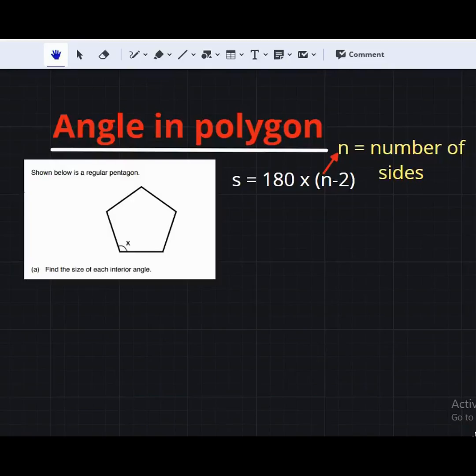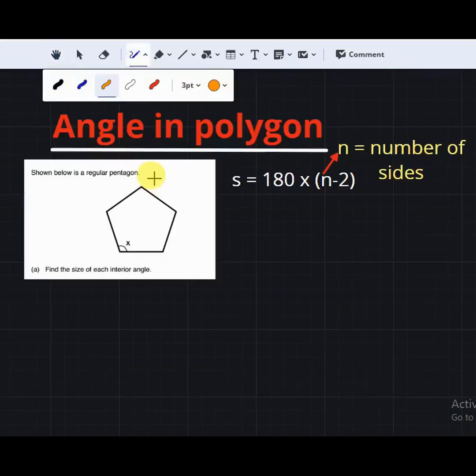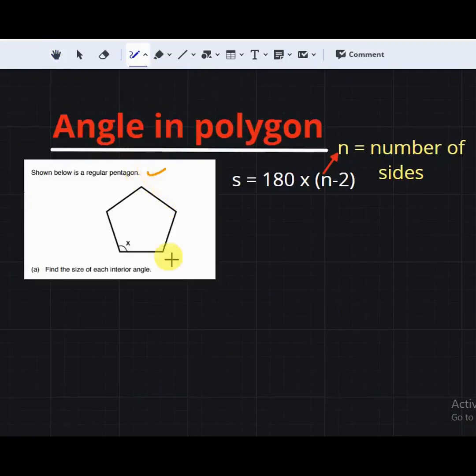Now I will explain how to find the size of angle x in this example. As shown below, there is a pentagon. You have to find the size of each interior angle. Each interior angle means that all of the angles are the same. So now I have to find the sum of the interior angles using this formula. S is equal to 180 times n minus 2. N is again the number of sides, so I'm just counting the number of sides. 1, 2, 3, 4, 5.